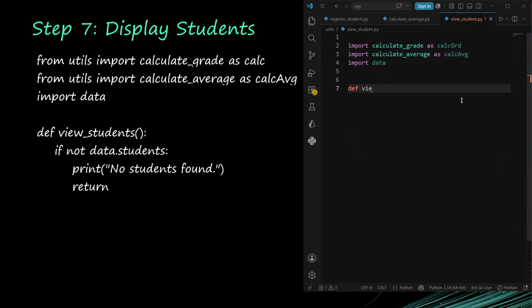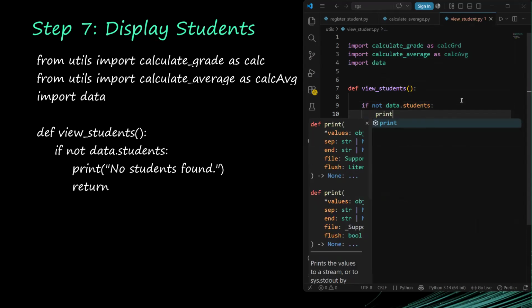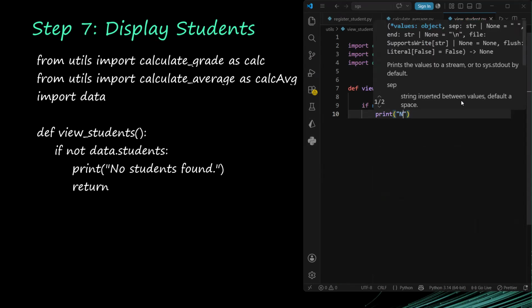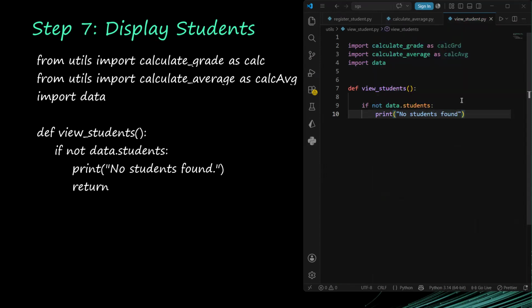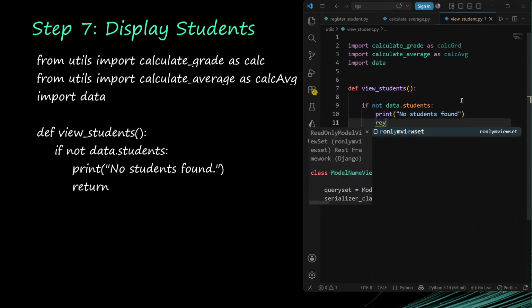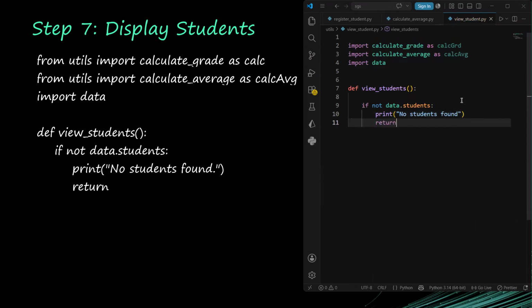The function that will view students for us. View students, it takes nothing. So let us check, if not data dot student, that means there is nothing inside. What do we want to do? We want to print that there is no student found. And immediately we want to return to the calling function.